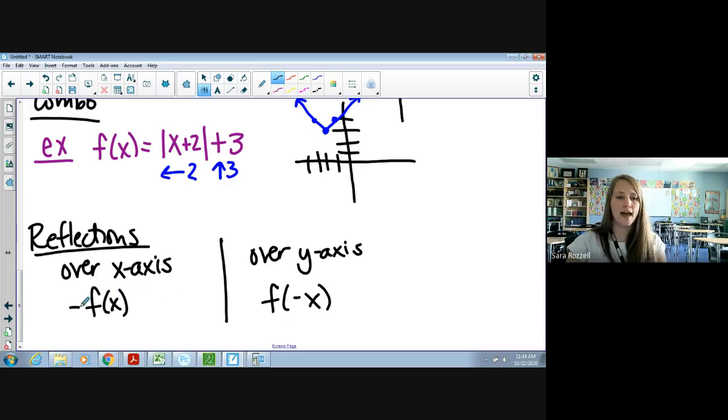Most of the time, I'm just going to have you draw ones that go over the x-axis that are just a reflection upside down. But occasionally, you might see some problems where the negative is on the inside. That just means it's a flip this way rather than flipping down. So it flips over. Okay.